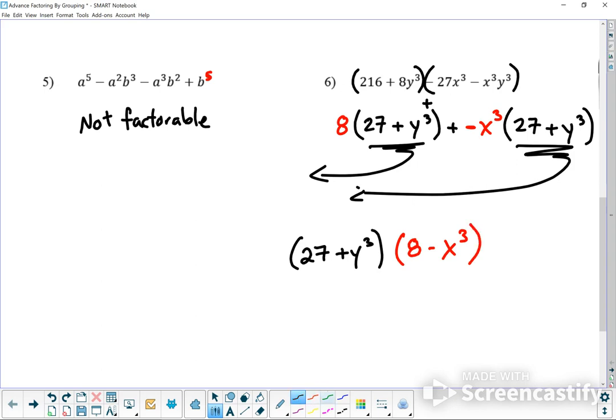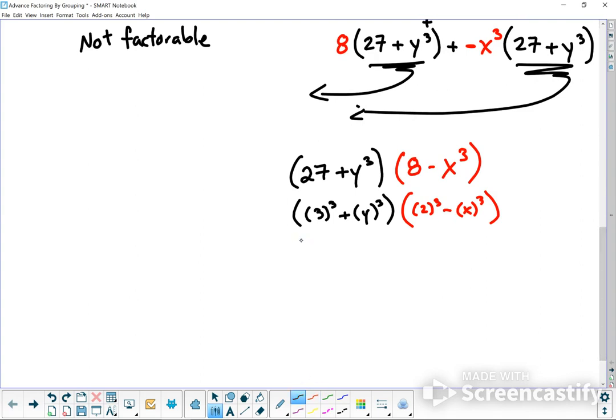Okay, I'm going to go ahead and write each of these. Each of these is going to be a difference or sum of cubes. So 27 is actually 3 to the third, and y to the third is just y to the third. Excuse me, 8 is actually 2 to the third, minus an x to the third, which is just the quantity x to the third. Which in this case, I can rewrite this as a small factor and a large factor. And this one, I can write it as a small factor and a large factor. Okay?